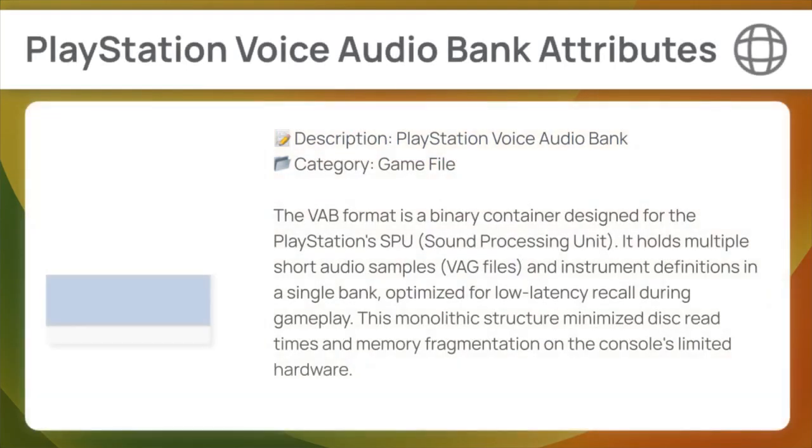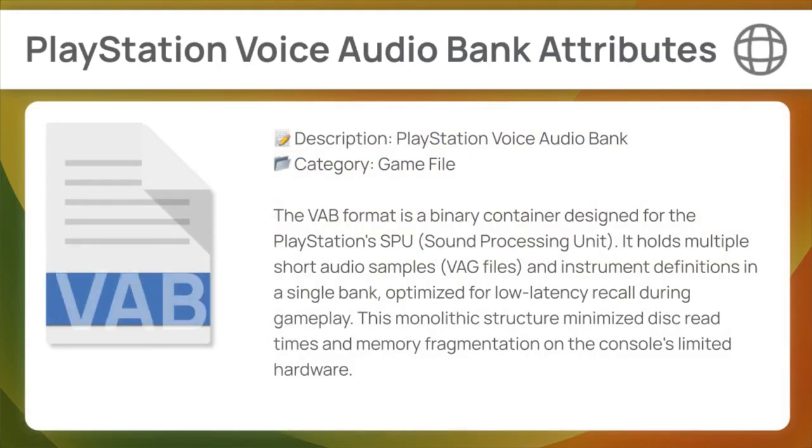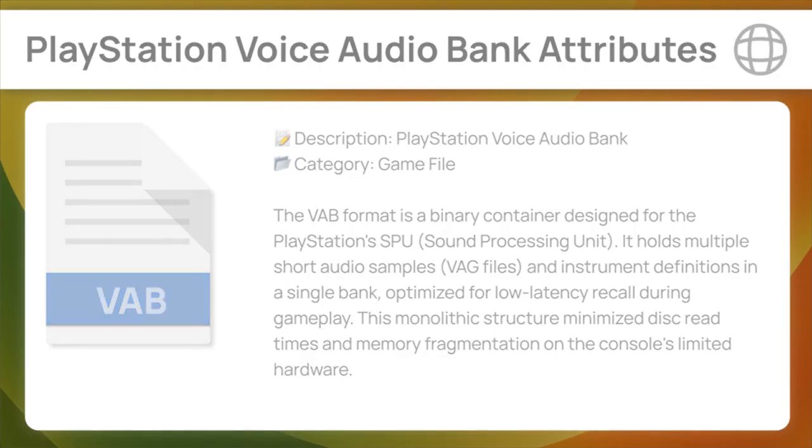The VAB format is a binary container designed for the PlayStation's SPU, sound processing unit. It holds multiple short audio samples, VAG files, and instrument definitions in a single bank, optimized for low latency recall during gameplay. This monolithic structure minimizes disk read times and memory fragmentation on the console's limited hardware.